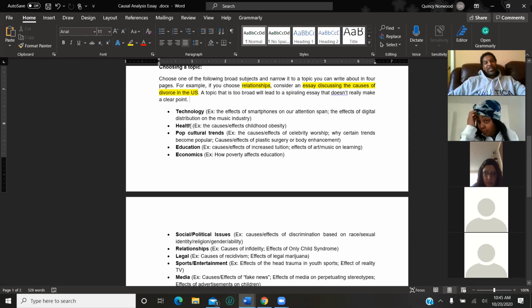All right. Maybe your interest is in health. Here's just an example: causes or effects of childhood obesity, or some other health issue. That's fine. All right. Pop cultural trends. One good paper I got was about body enhancement, like people getting fake body parts. This student wrote about why people do that. That was pretty interesting.